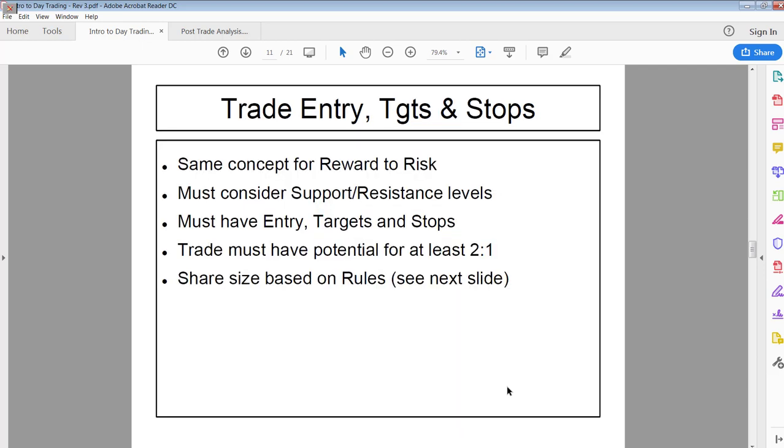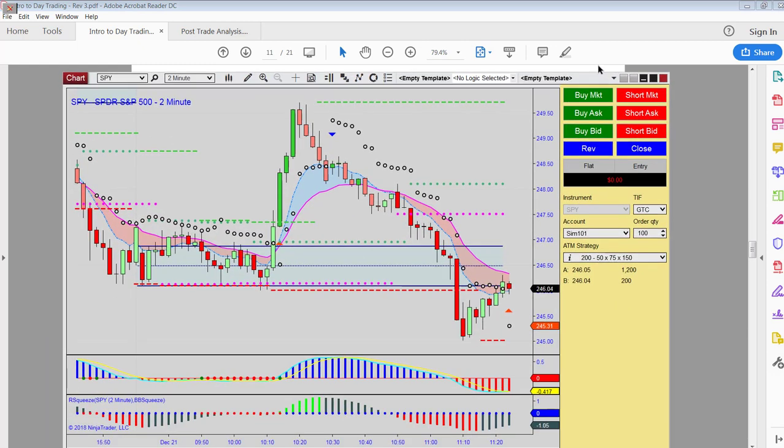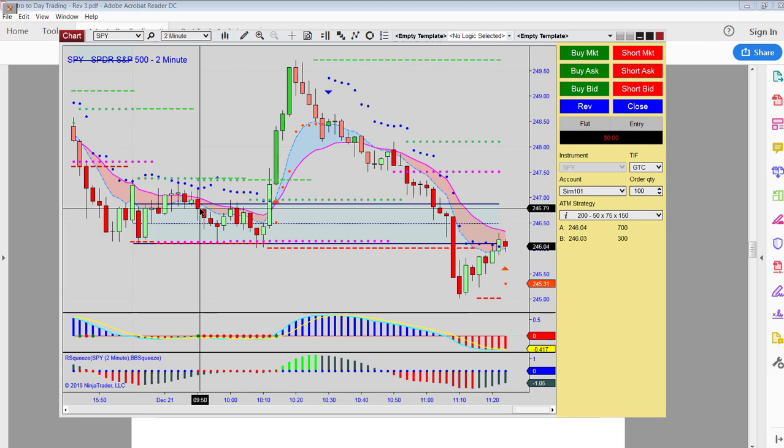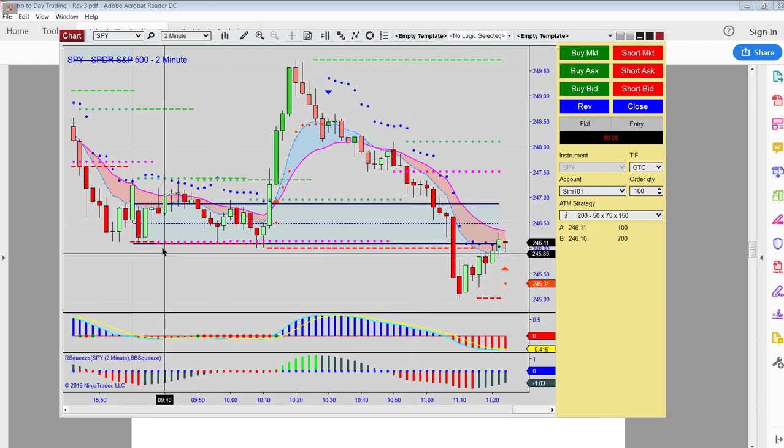I use swing levels quite a bit. Let me bring up the chart here. Basically, the grayed area here with the light blue line over here with a little dashed line in the middle, that's a 5-minute opening range of the Spiders.